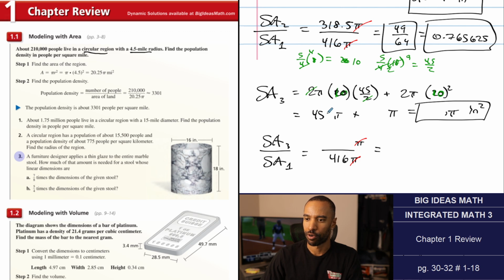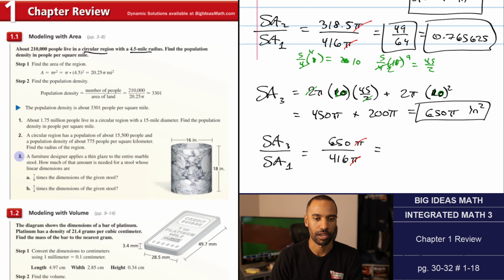10 times 45 is 450, and then 10 squared is 100 times 2 is 200. Oh, 200 here, 450 plus 200 is 650. Okay, that should be better. 650 pi. So let's do 650 pi over 416 pi, and let's try that one more time. That number at least looks like it can properly divide. There we go, 1.5625, which was also 25 over 16.